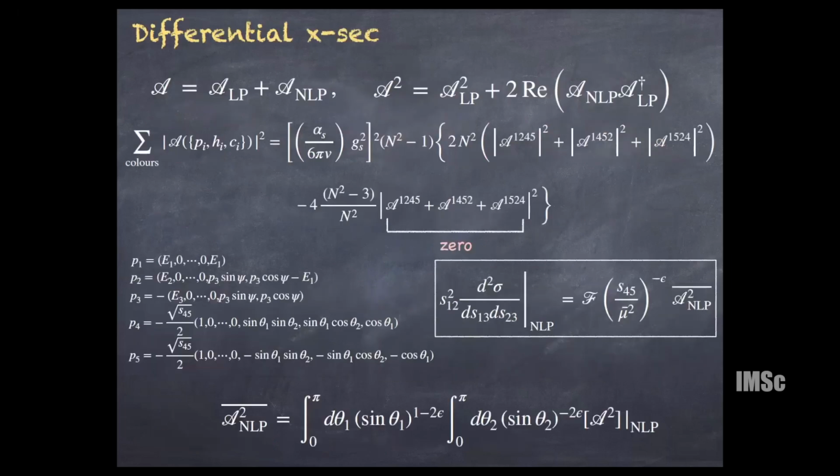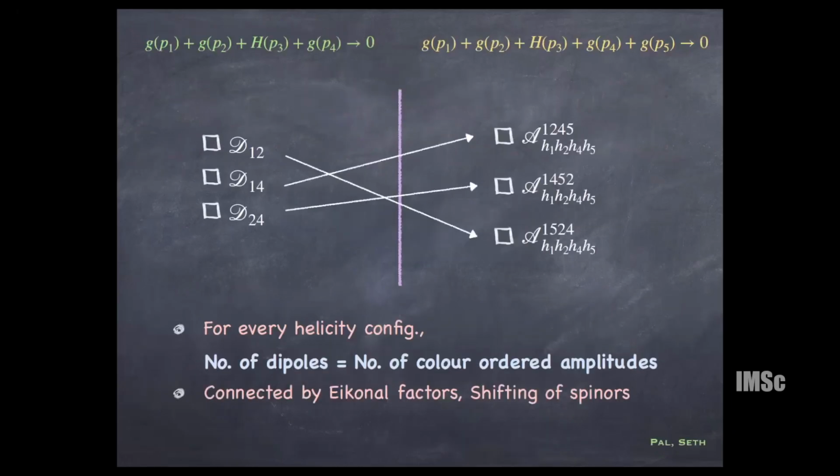Let me explain it to you again. Look at this. This is the non-radiative process, right? There are three colored particles. So how many combinations of colored particles can I make in this process? It is three: 1-2, 1-4, 2-4. These are called dipoles. Now I have to shift the momenta corresponding to 1 and 4, which will correspond to the NLP result. Yes, exactly, 1 and 2 spinors I am shifting.